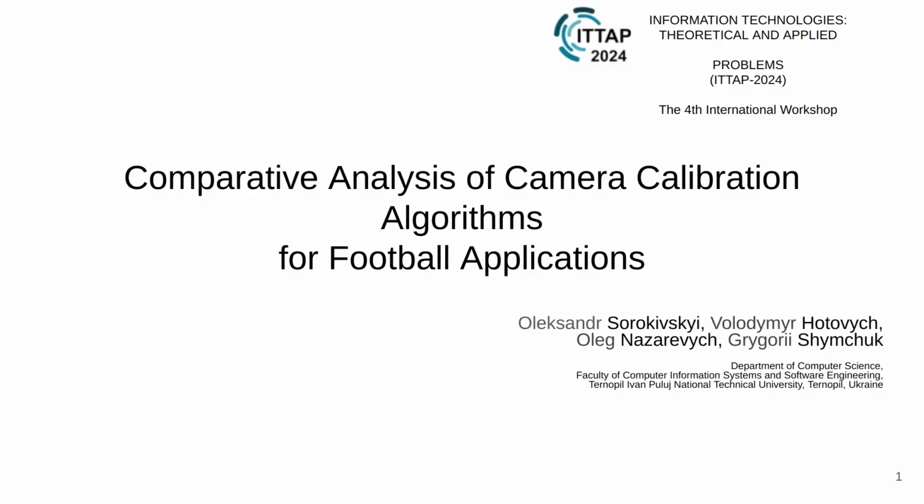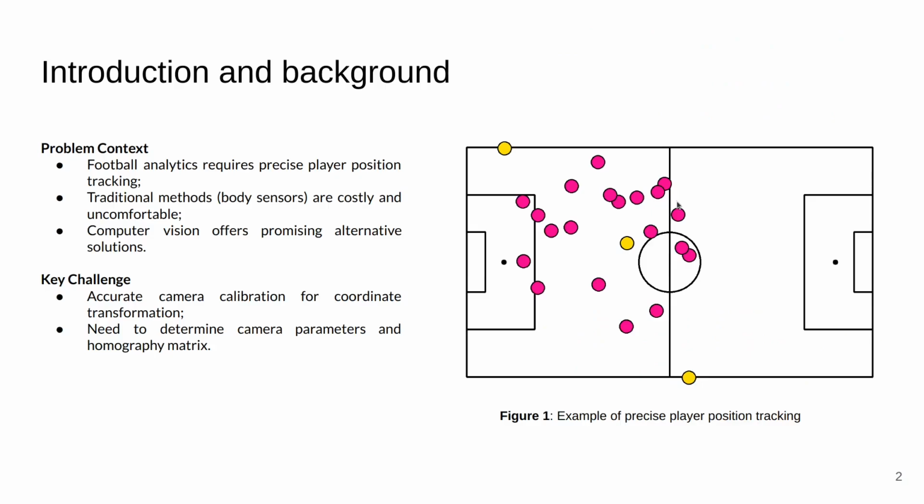Dear colleagues and guests, today I'll be presenting our comparative analysis of camera calibration algorithms for football applications, a field that sits at the intersection of computer vision, sports analytics, and real-time data processing. In the world of modern football, data is king. Teams, broadcasters, and analysts constantly seek deeper insights into player performance, tactical patterns, and game dynamics.